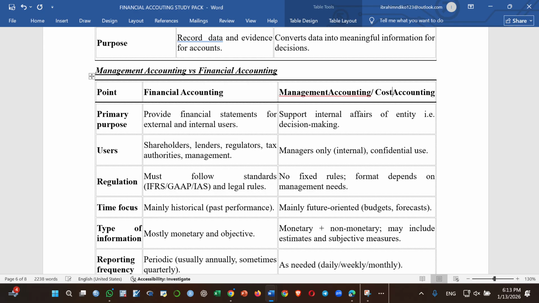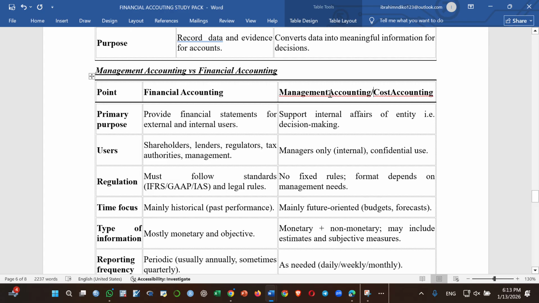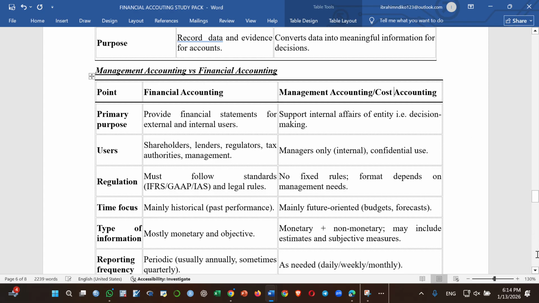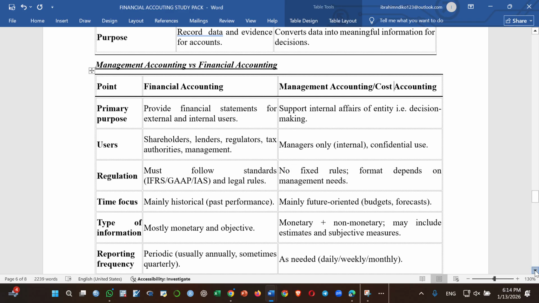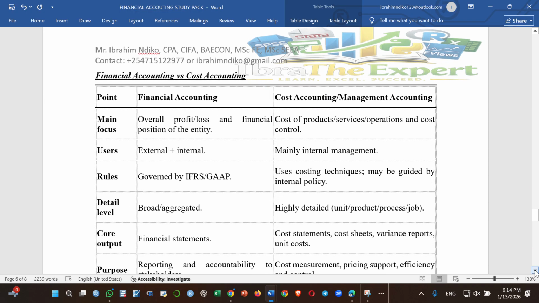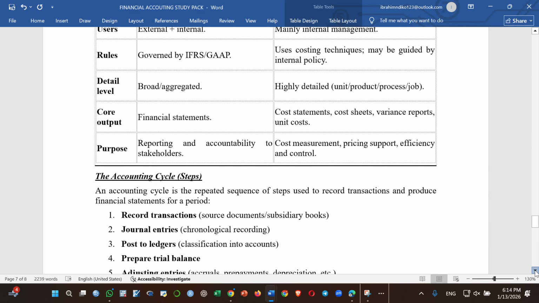I think that one is fine. So I'm going to skip this one. Difference between financial accounting and cost accounting, because it is the same thing. I don't have to repeat.